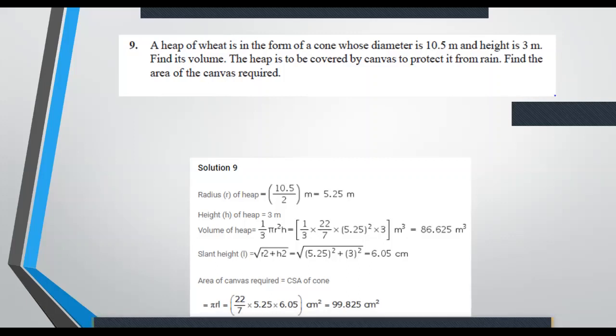So we have it as pi r l. L is what we needed to find out. H and r are given to us. So your l is 6.05 centimeter. So the area of the canvas required is equal to the curved surface area of the cone. That's 99.825.